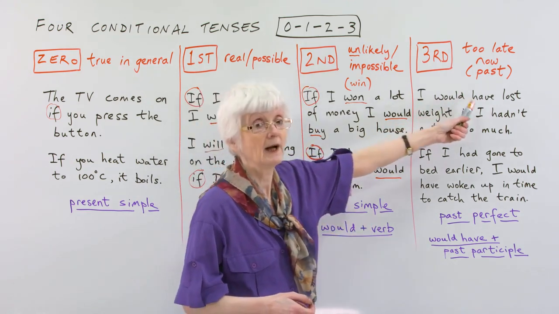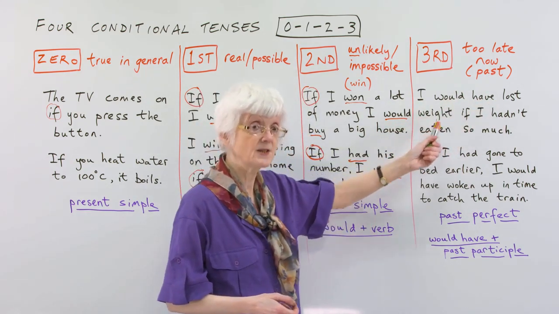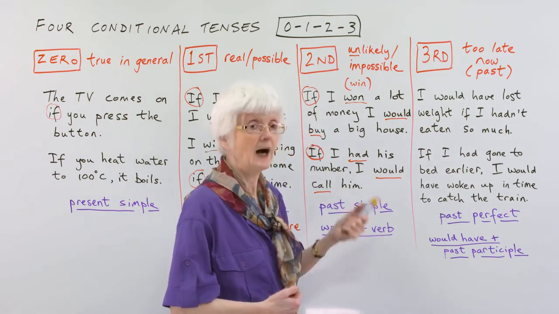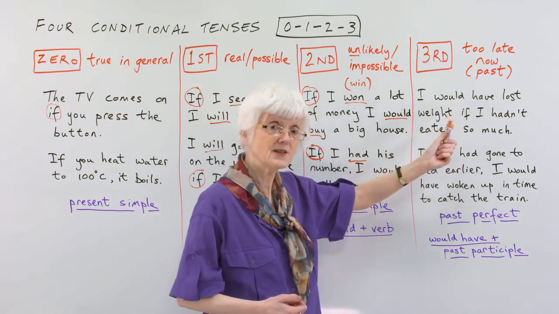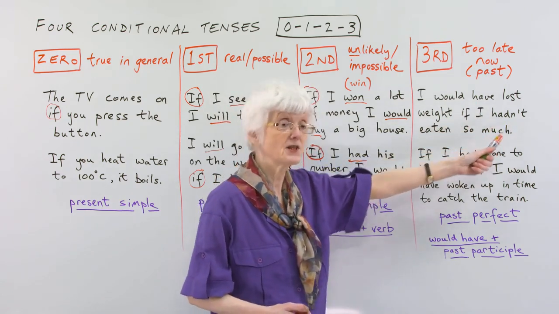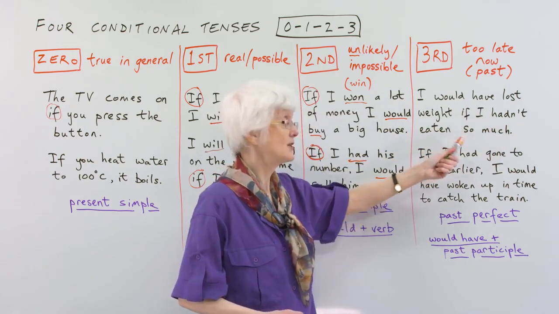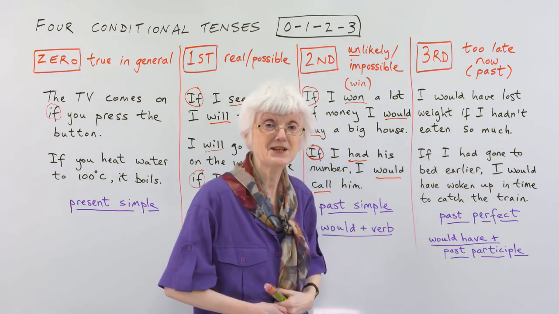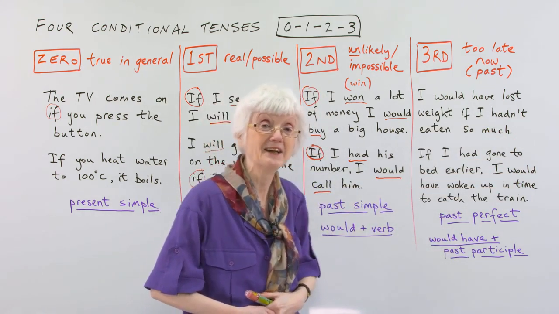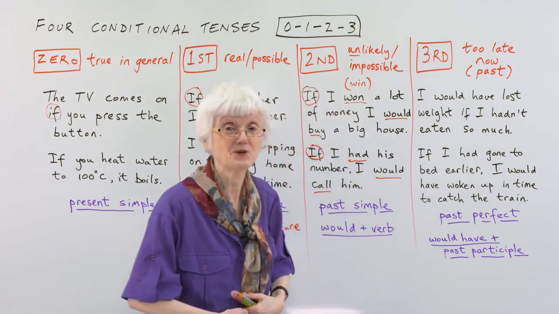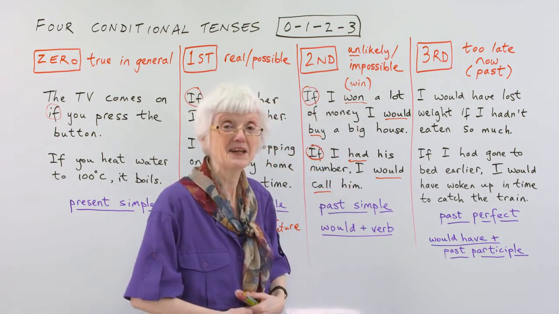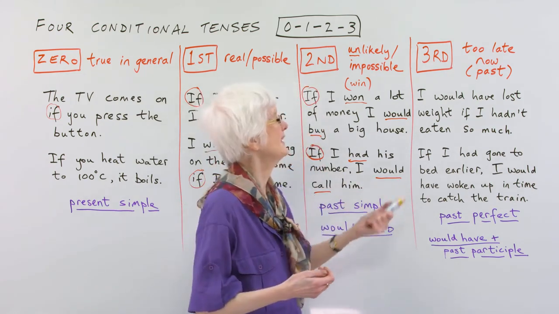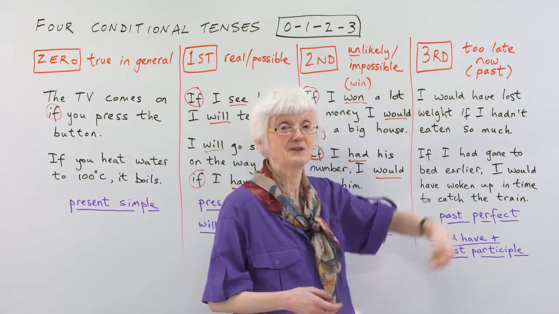I would have lost weight. If you're on a diet, you're trying to lose some weight. I would have lost weight if I hadn't eaten so much. It's fairly obvious. If you keep eating and you're on a diet, you're never going to lose any weight. So it's an obvious statement, but it's the third conditional. It's too late now to lose.